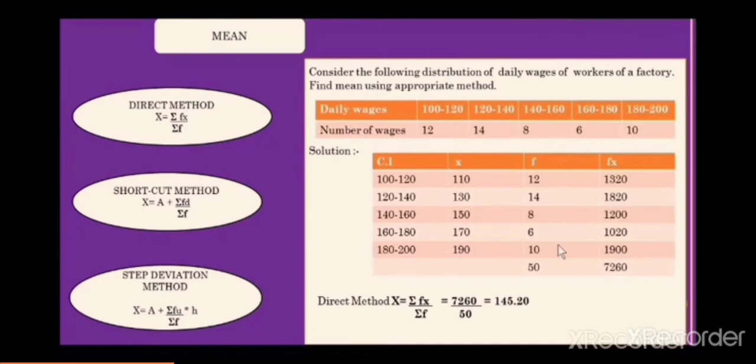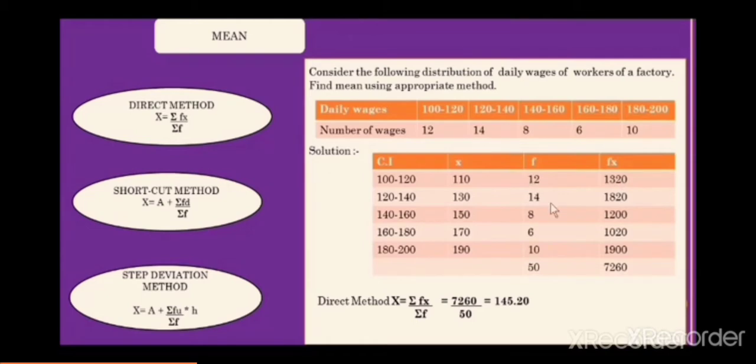And in the third column come all the observations, the number of observations. Add them up: how much will you get in total? 12 plus 14 plus 8 plus 6 plus 10, you will get 50. And now multiply xi into fi, fi xi. xi is nothing but the midpoint.